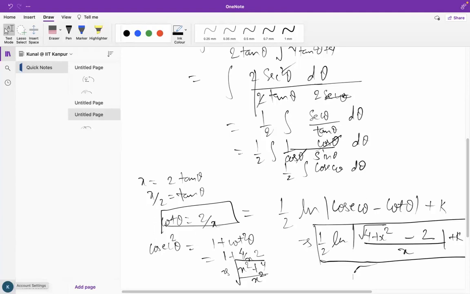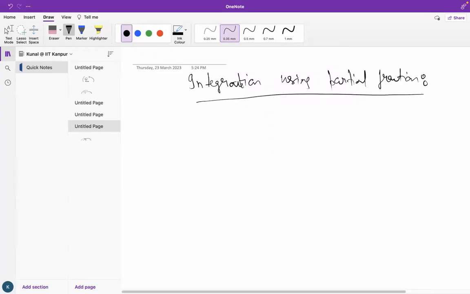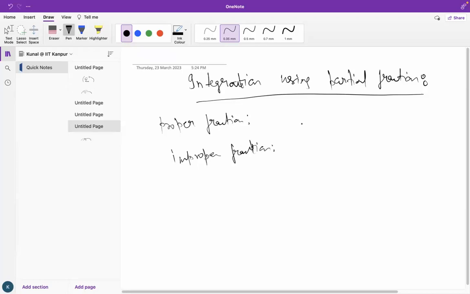So today we move to the third part of techniques of integration, which is partial fractions. So we start integration using partial fractions. Before starting this, we first have to know what a proper fraction and an improper fraction are. We have some basic knowledge of proper and improper fractions. If the degree of numerator is greater than or equal to degree of denominator, then it will be an improper fraction.